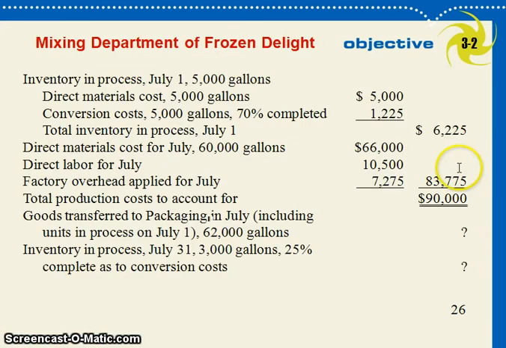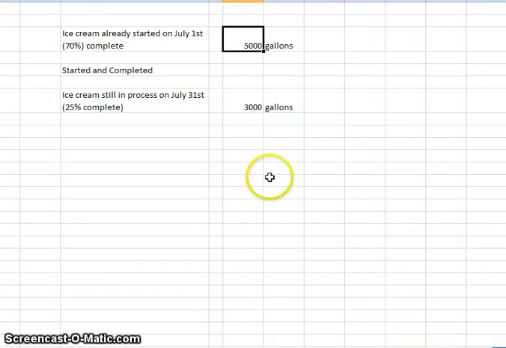Now, the other thing that they told you, and let's see if I can get back to that slide, was that 62,000 gallons of ice cream went to the next process, which is packaging, in July. So that means that you basically finished 62,000 gallons worth of ice cream, and that's how much went to the next process. So now going back to the Excel page here, you think about this. You finished 62,000 gallons of ice cream. You had 5,000 in there that were already being worked on, right?